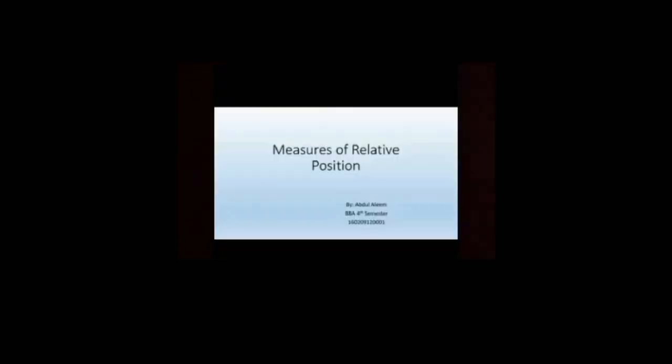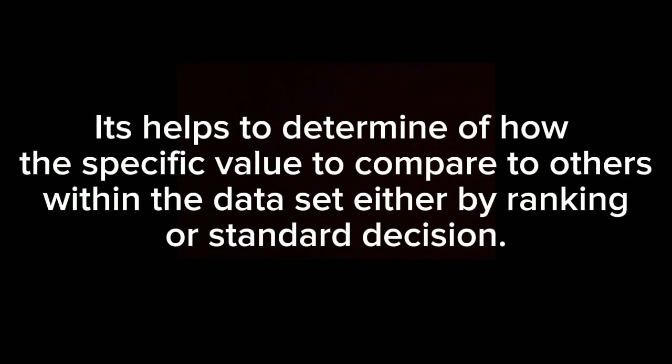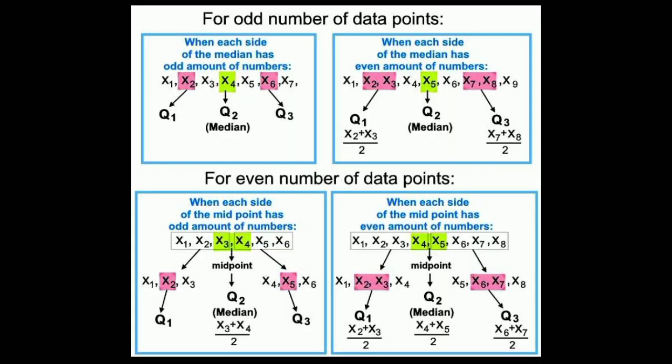Hey everyone, my name is Anna May Kawelan, and our topic for today is measures of relative position. A measure of relative position in statistics indicates the location of a data value relative to the rest of the data set. It helps determine how a specific value compares to others within the data set, either by ranking or standardization. Here are some common measures of relative position.